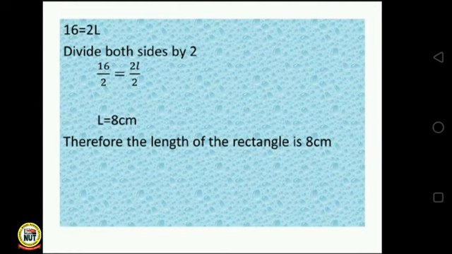So 2 divided by 2 will go off. That is, 2 will cancel 2, which is 1. 2 divided by 2 is 1. 1 times L will still give you back the L. Whenever a number is divided by itself, it is 1. So 1 multiplied by L, that's why we have the L there, isn't it? Now, 16 divided by 2, that is, you have your two skittles, share 16 beads, you are going to have 8 beads each, isn't it? So 16 divided by 2 is 8. So therefore, the length of the rectangle is 8 centimeter. All right.